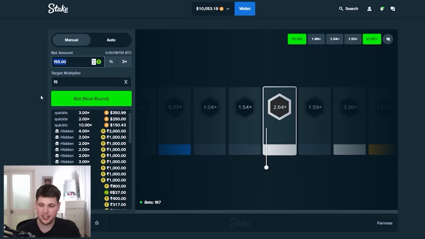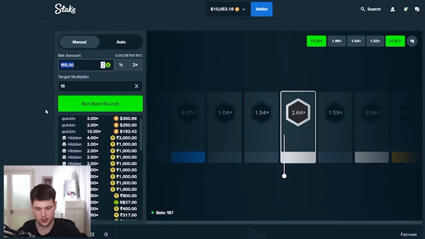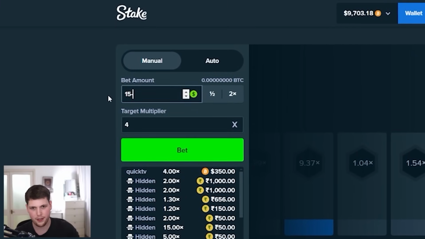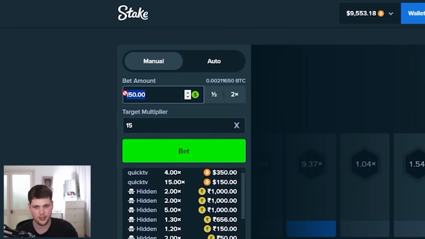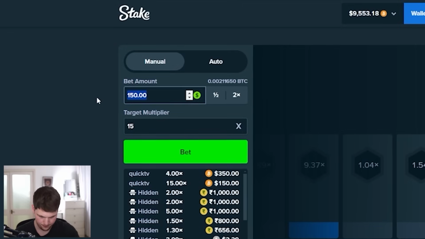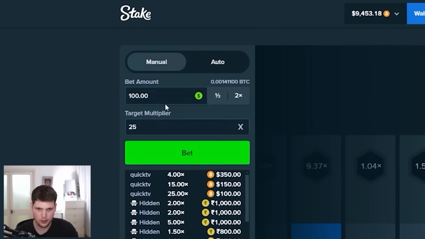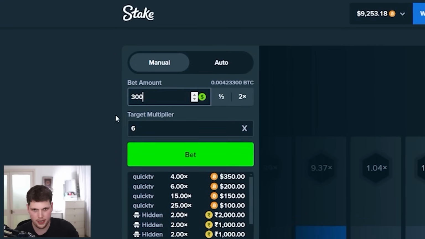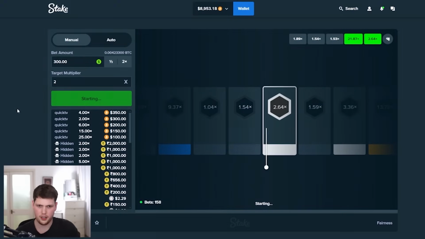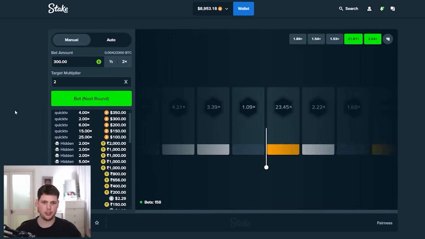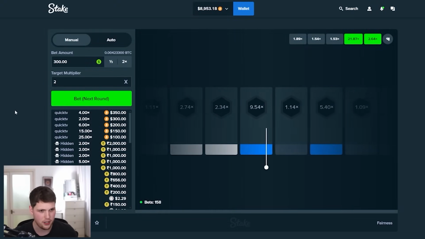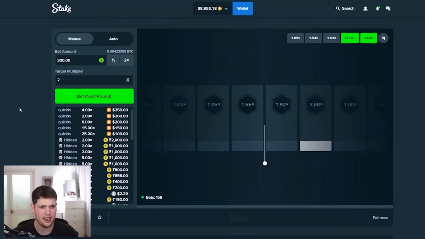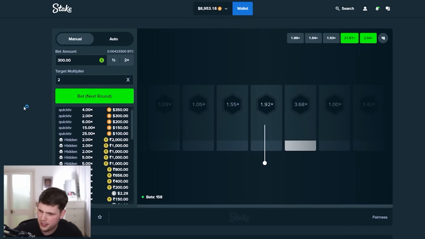But we'll take it. My entire 1K is actually going in on this one. $350. This is about to be incredibly risky on 4. 150 on 15. We've got 500 to still work with. We're going to do 100 on 25. 200 on 6. And 300 on 2. Yep, a bunch of very random multipliers. We've got some big ones in here as well. So if it does hit, we're going to be in a very good position. That is how to lose 1k in 35 seconds.